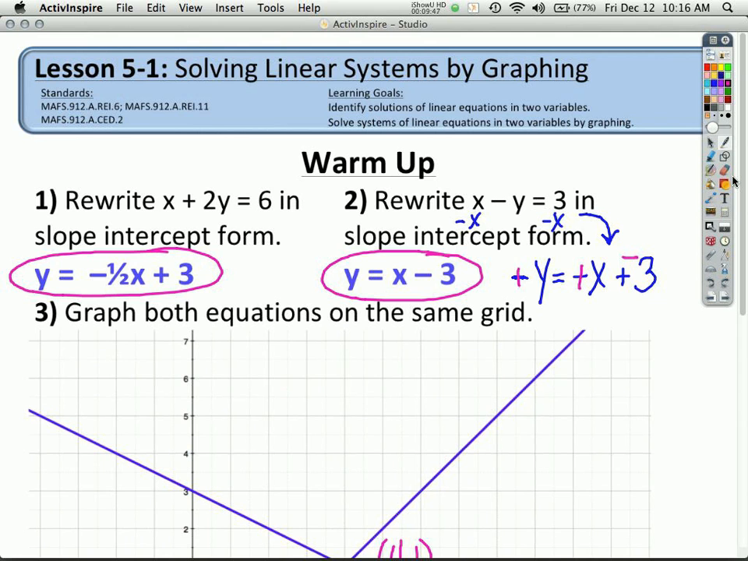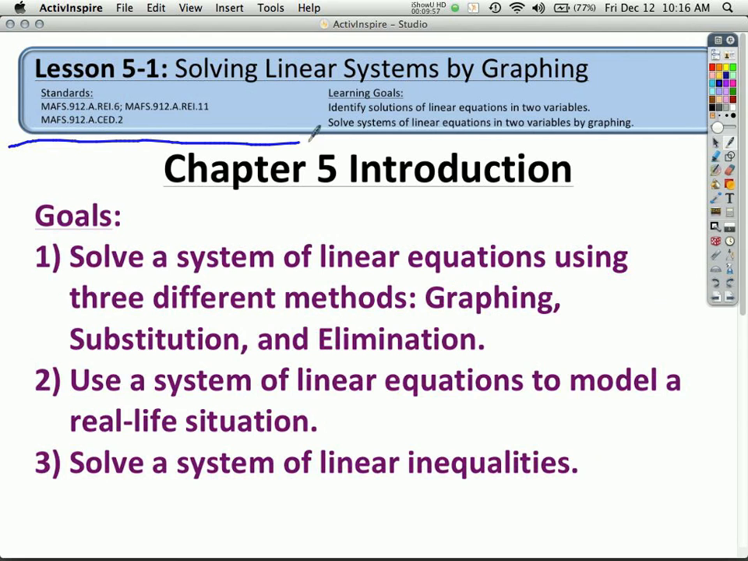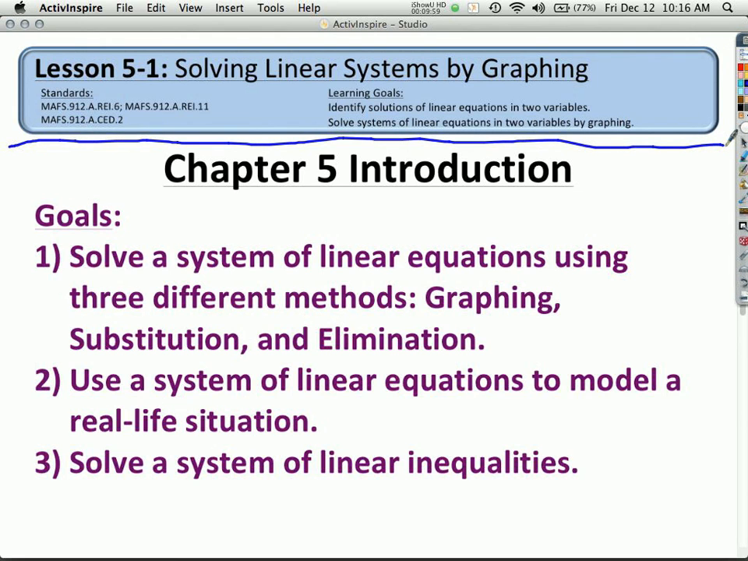Does anyone have any questions? Okay. Draw a line across your paper, but do not write anything. We are done with the warm-up. That's what this line indicates. You know that already. So I'm going to provide you an overview of what you're going to see in chapter 5.